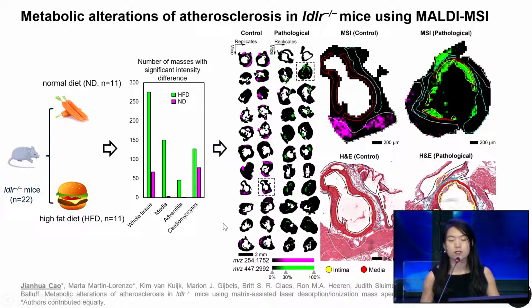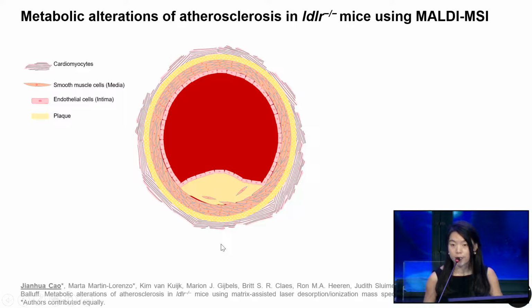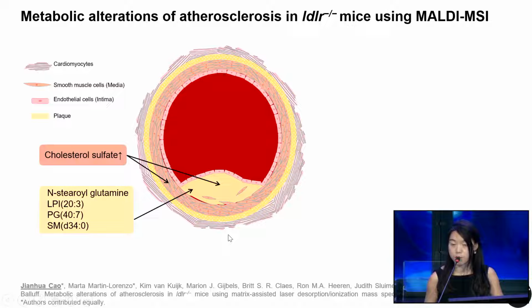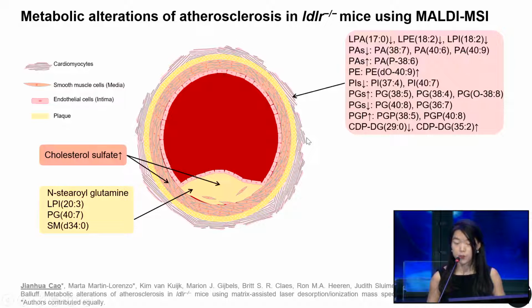This is a visualization of two selected molecules. You can see the molecule represented in pink color is more localized in the heart tissue, and it's more abundant in the control group, while the other molecule, represented in green color, is more localized in the plaque region in the pathological group. Further molecular assignments highlight the roles of lipids in atherosclerosis, and metabolomic alterations are not just happening in the artery, but also in the surrounding heart tissues.